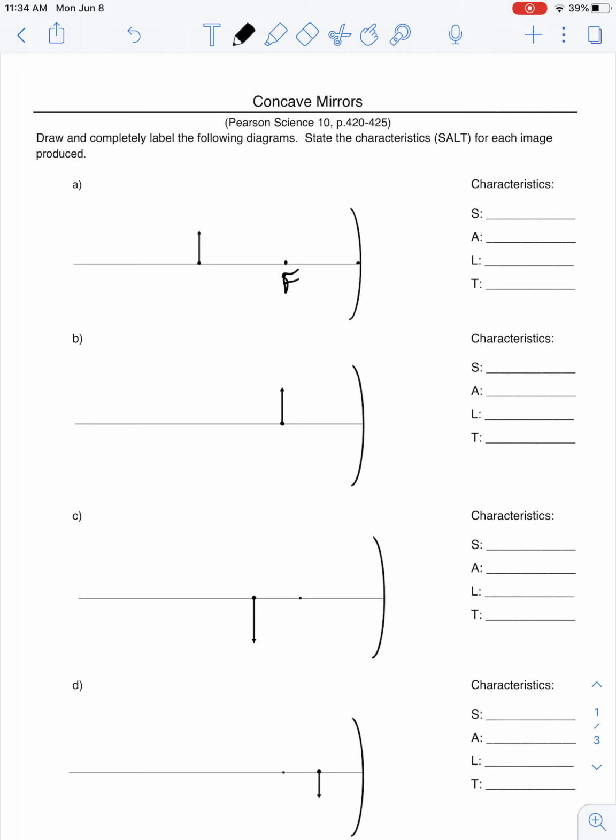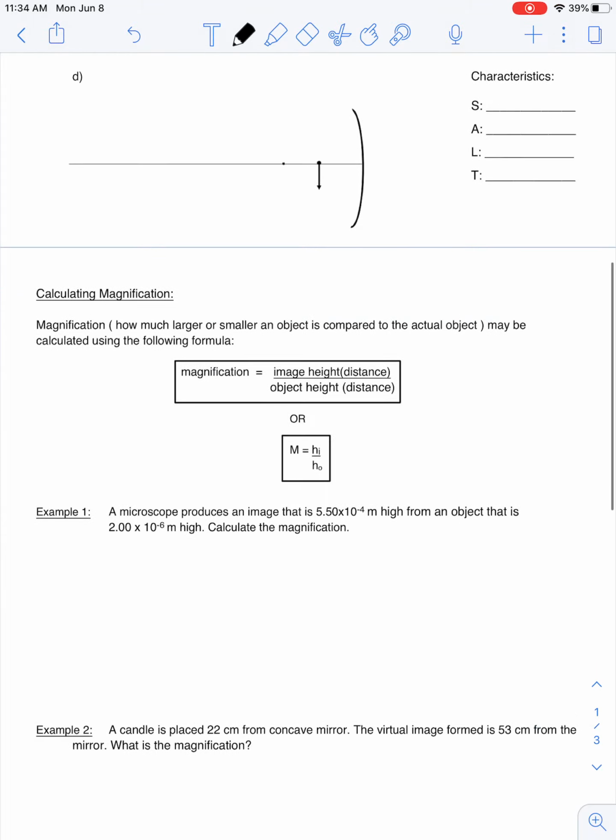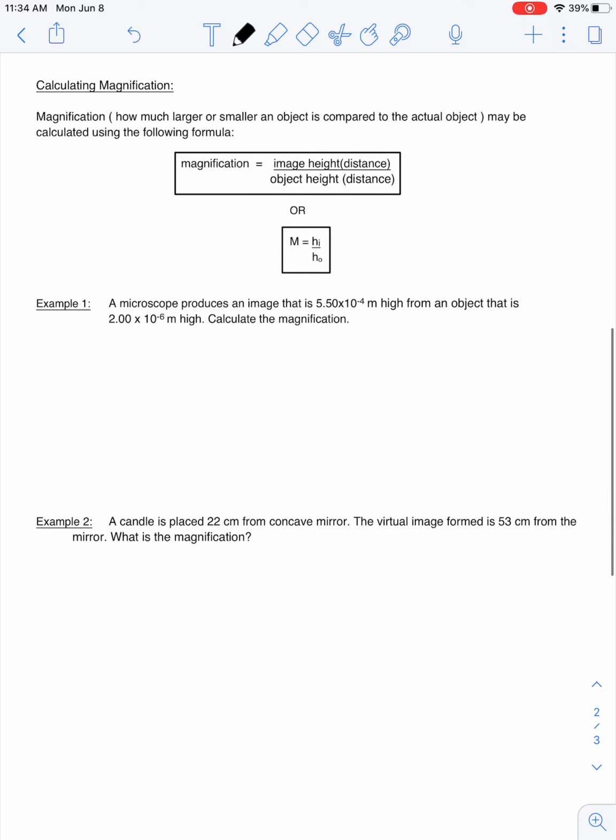And then I'm just going to quickly go through one example down here. So I want you to do those. I think I want you to upload this, so I can see how you're doing. Not for marks yet, just so I can check your work and make sure you're on the right track before we move on with convex mirrors. So definitely upload this when you're done the worksheet for today.